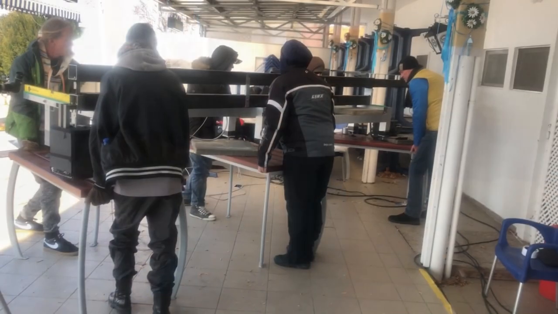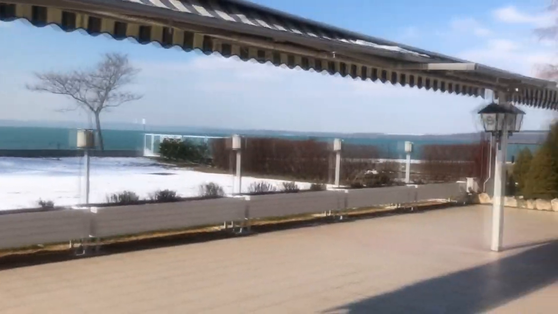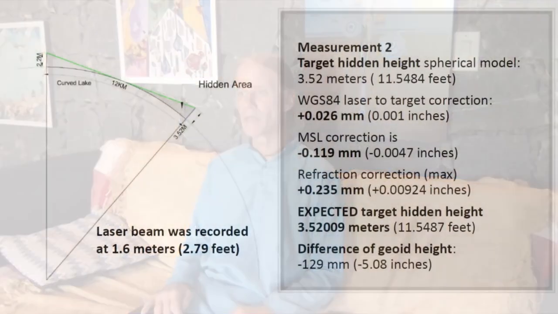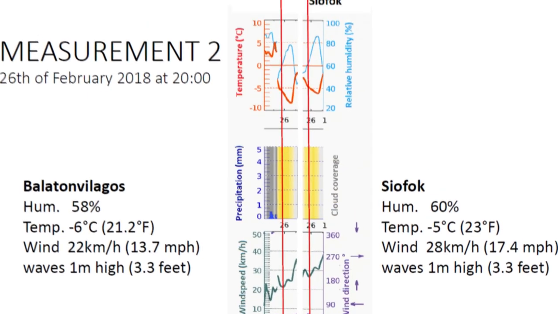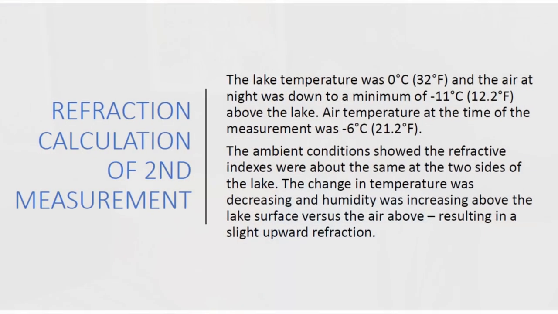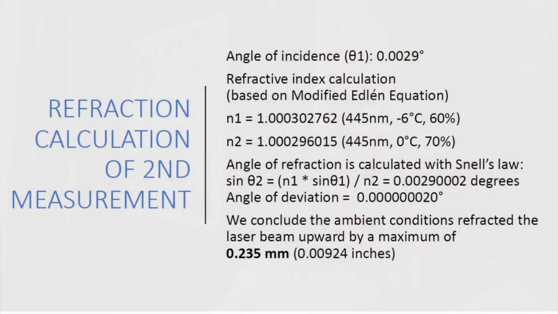The blue laser was placed at 2.2 meters above the lake surface. By calculating the target hidden height from a distance of 12 kilometers, we get the 3.52 meter minimal observation height to be able to see the ray of the laser beam. The measurement clearly showed that the beam was visible from 1.6 meters above the lake surface. The ambient conditions at the time of the measurement indicated a marginal refraction of the beam based on the difference of the refractive index on the two sides. Our calculation gave a result of 0.235 millimeter deviation from a perfectly straight line at the time of the measurement. The corrections have been calculated for the mean sea level, ellipsoid and geoid undulation.